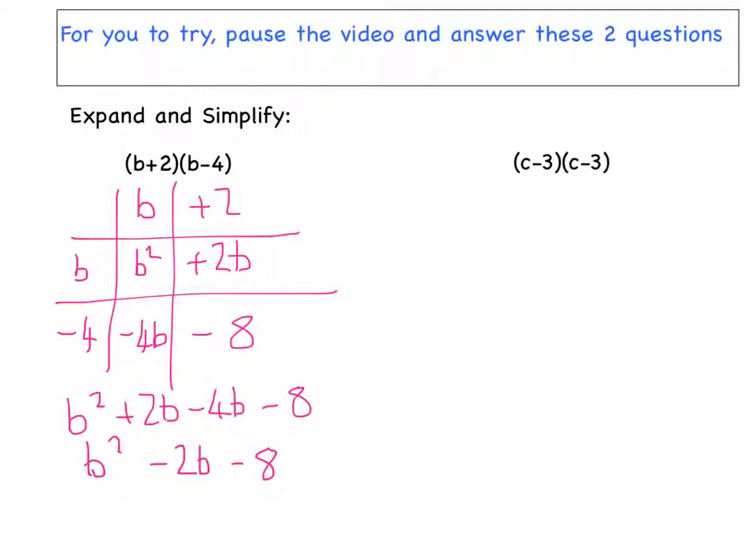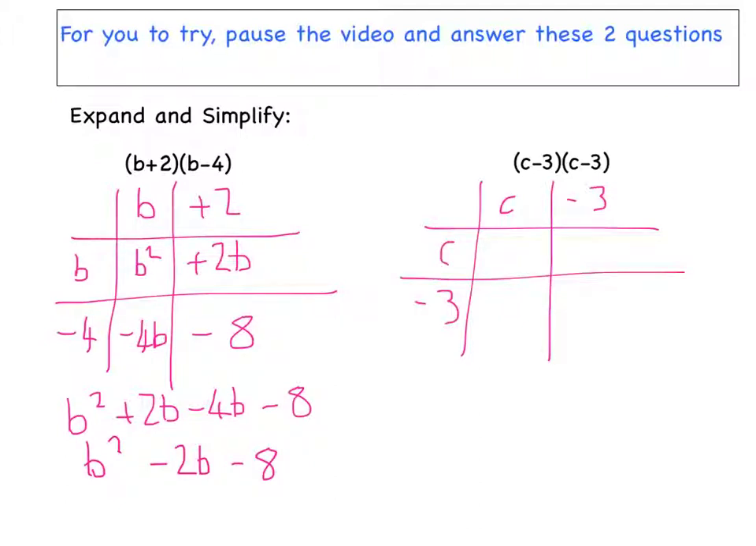Going through the final question, using my multiplication grid, I've got c and negative 3. I'm multiplying that by c and negative 3. c times c is c squared, negative 3 times c is negative 3c. It's the same question here, so it's the same answer. And negative 3 times negative 3 is positive 9.